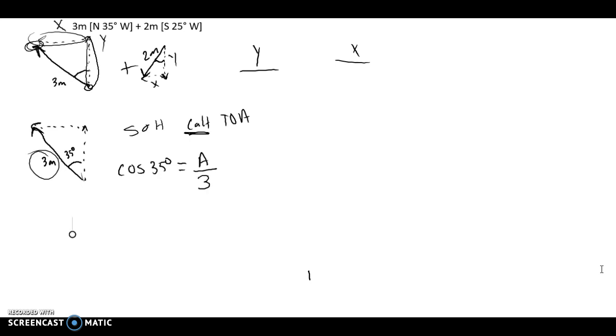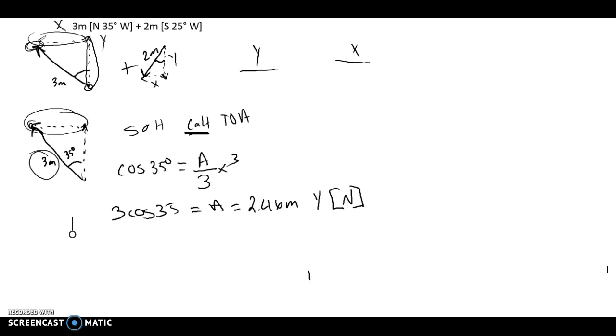3 meters. If I solve this, I can multiply both sides by 3. I get 3 cosine of 35, which is going to equal my adjacent. Go ahead and put that into your calculator. What you should have gotten is 2.46 meters, rounded. Now this again is our y component. This vector is facing north, so in order to get to this spot, this component faces straight up. So we're going to say that is north. Good.